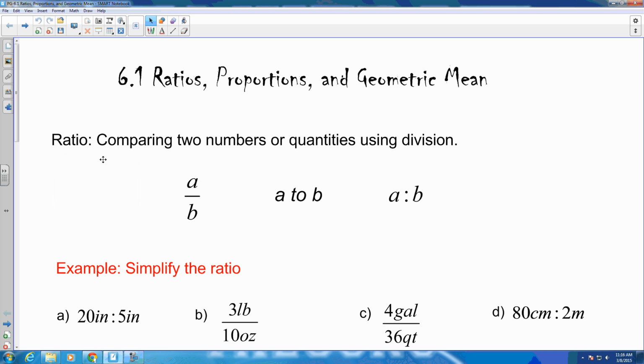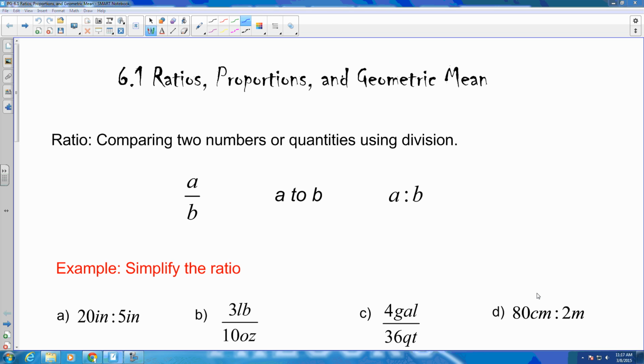All right, we are in section 6.1 where we're going to talk about ratios, proportions, and geometric mean. To start, we'll talk about ratios. The definition of a ratio is comparing two numbers or quantities using division.